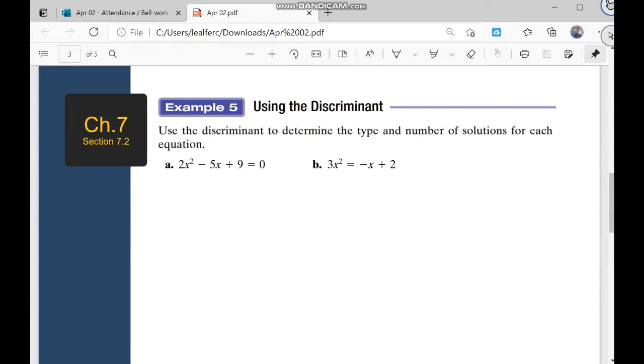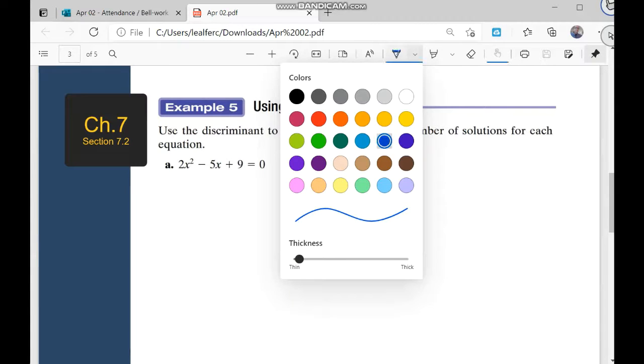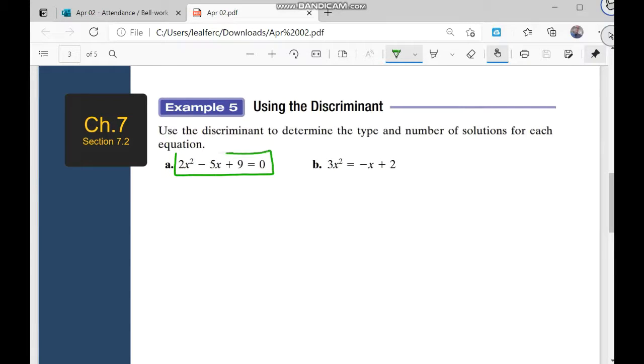And the question is, use the discriminant to determine the type and number of solutions for each equation. The first thing we need to find is what the discriminant is. Let's use this equation as an example: 2x squared minus 5x plus 9 equals 0, right?